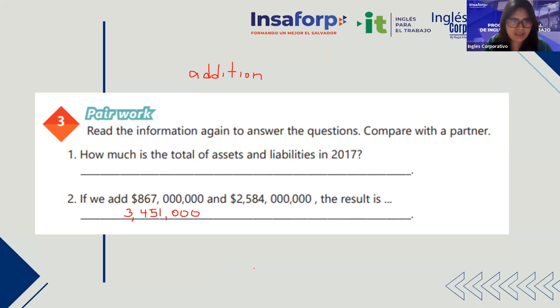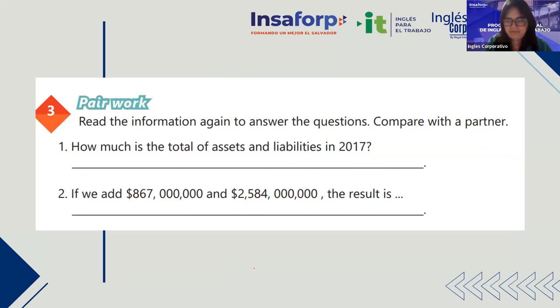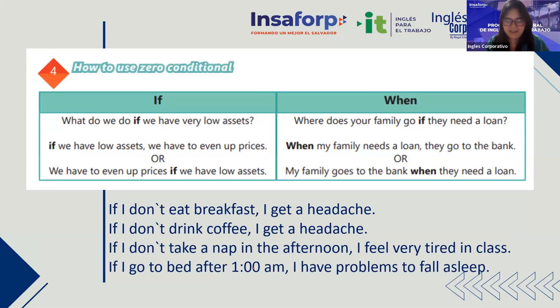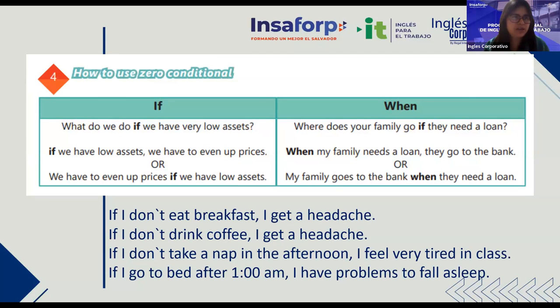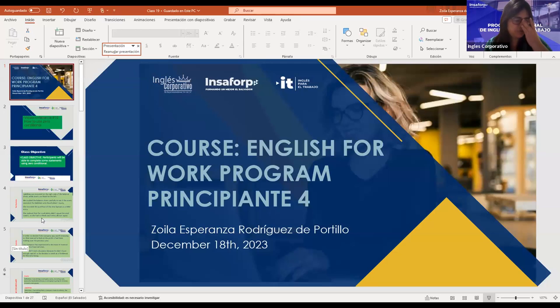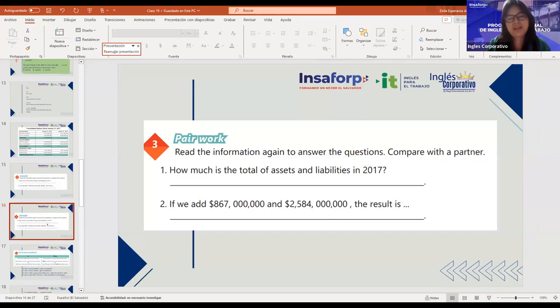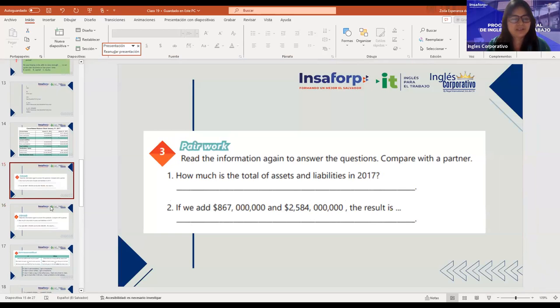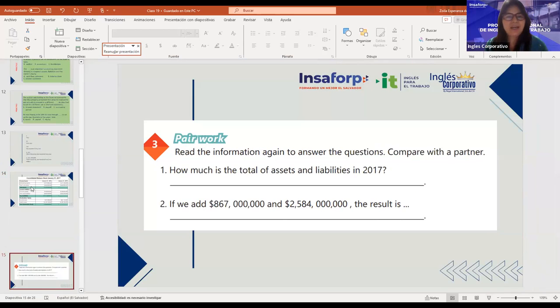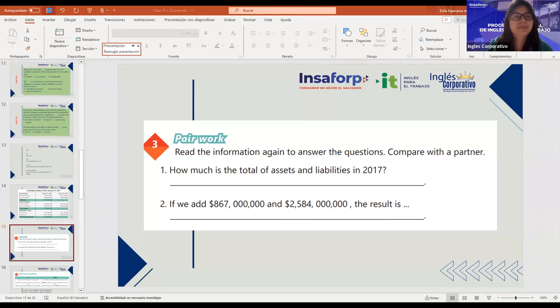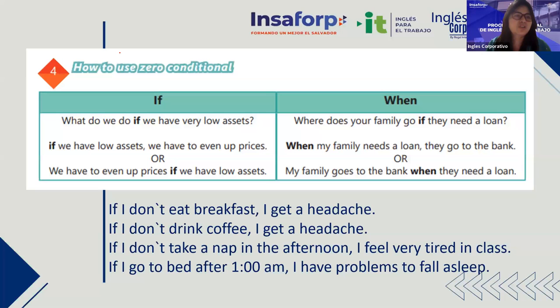Okay, very, very good. Now let's go. We are going to move now. We are going to check the structure for today, talking about conditionals. Conditional type 0, or we call it also 0 conditional. El 0 conditional es esta estructura, es la más fácil, ¿verdad?